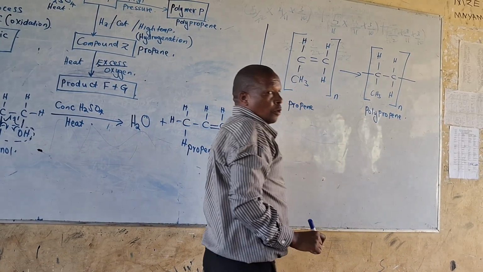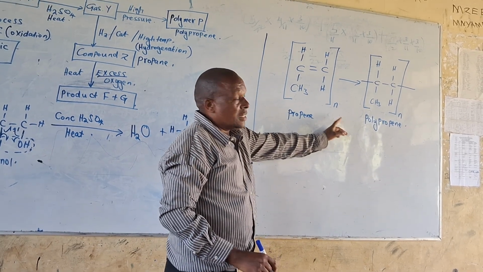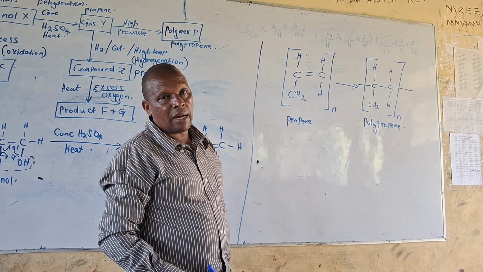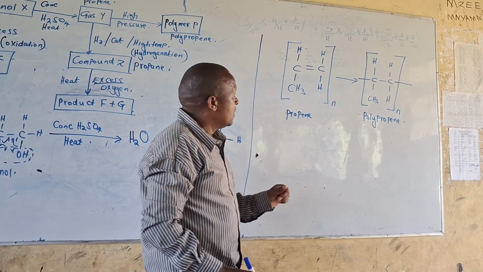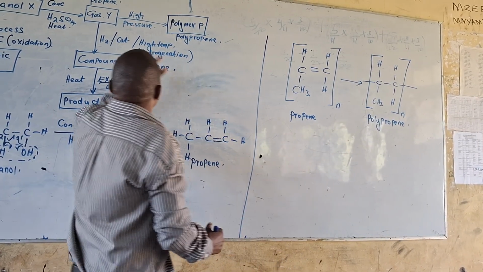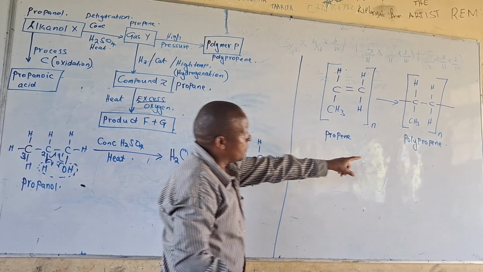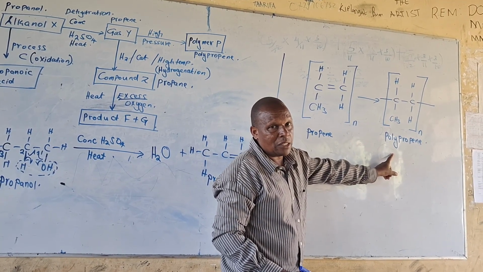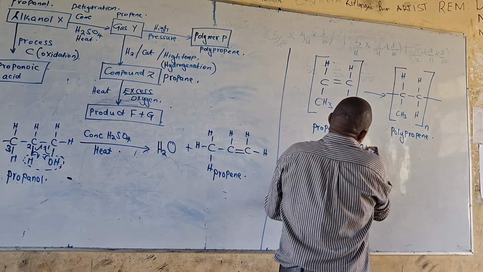The product is polypropene. So when you put into bracket N, this N actually refers to the number of monomers which are present in the polymer. Are we seeing? The number of monomers which are present where? In the polymer. So when you carry out polymerization, that is under what condition? High pressure. What do you form? Polymer P. And what is our polymer P? Polypropene. Are you together up to that way? Another way that you can use to show it is like this.